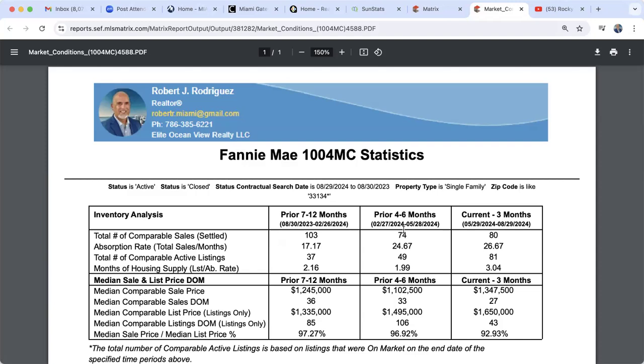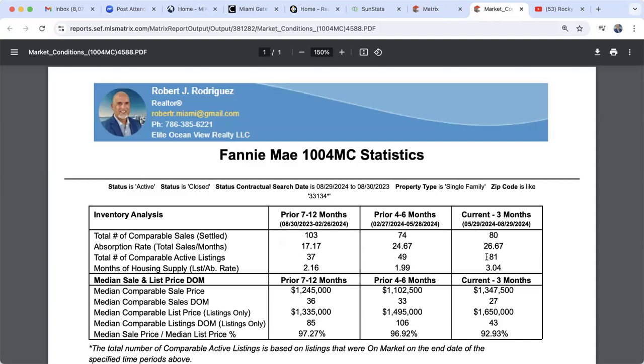Now, the second line is absorption rate. That's the total number of sales per month. So when you divide 80 by 3, you get 26.6 properties per month. That would be the speed of the market. How many properties are we selling every month?